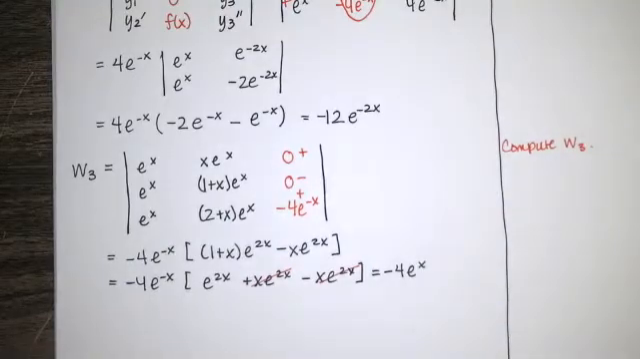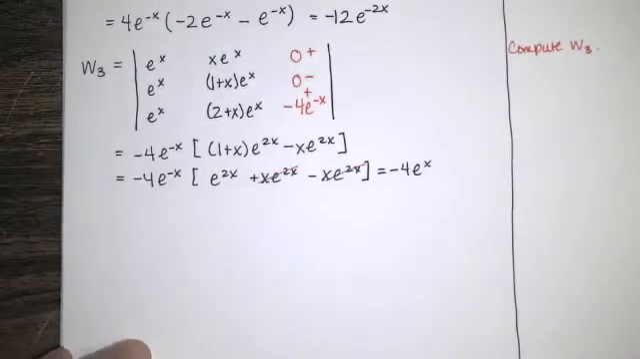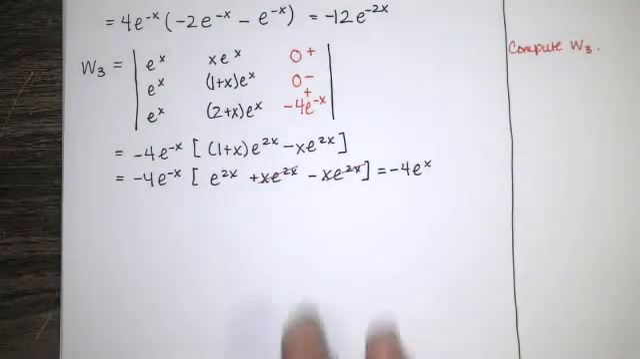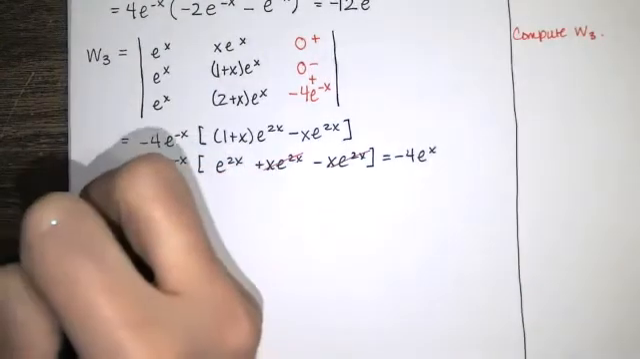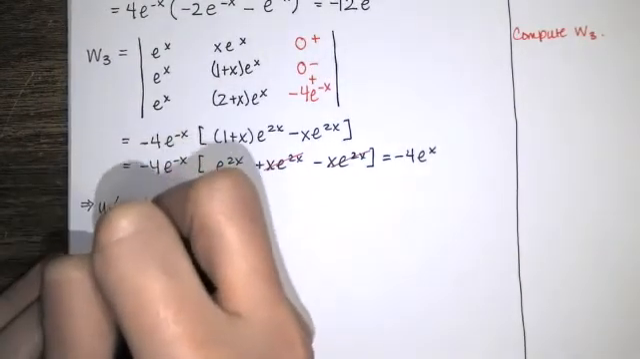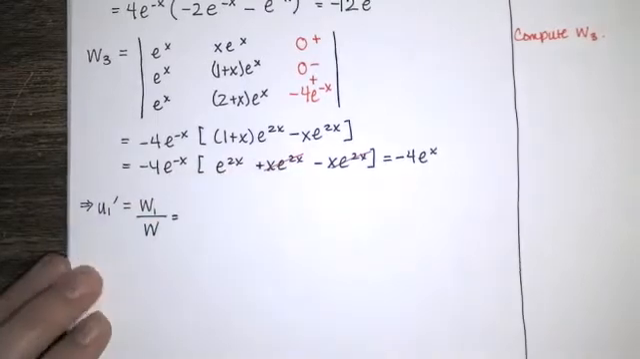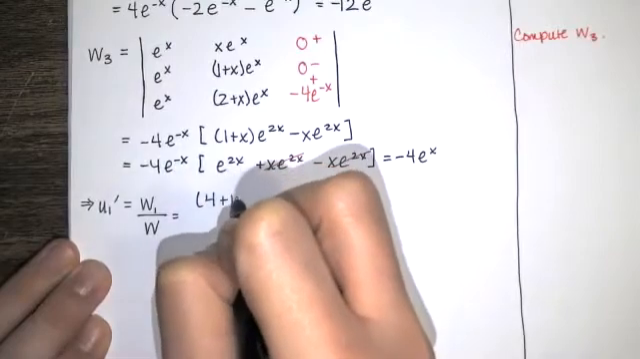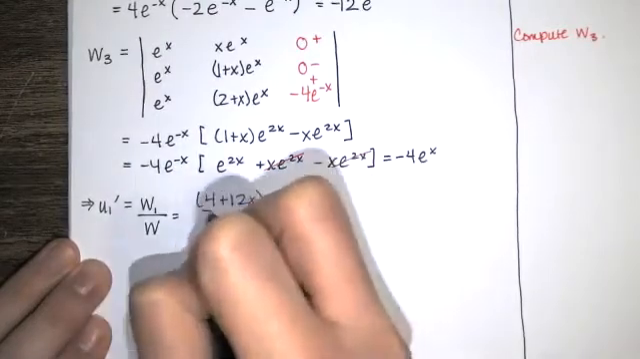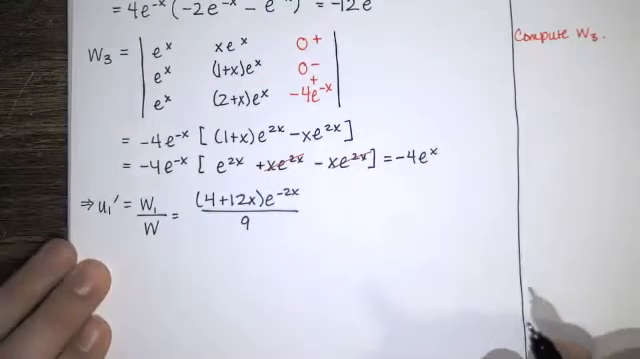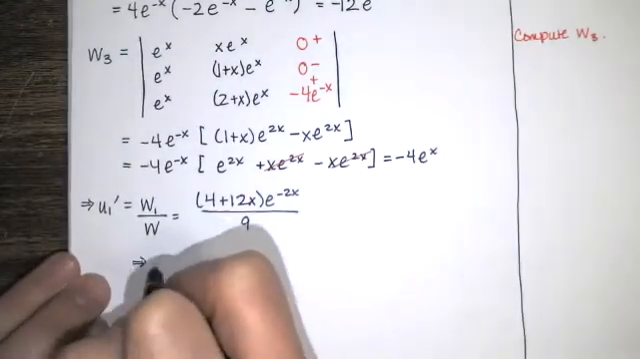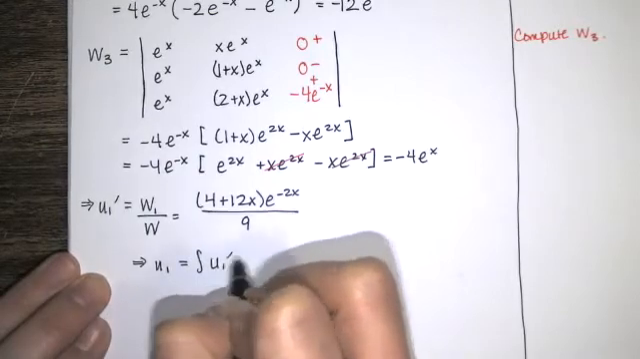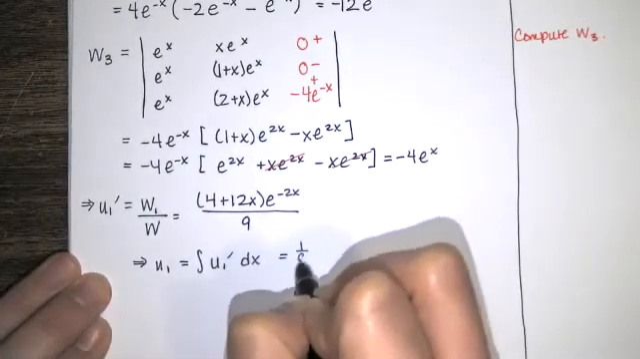All right, almost done. So you can tell why I let you skip steps, because even when we do skip steps, this problem takes at least, this is halfway through the third page. U1 prime is then W1 over W, and that came from Cramer's rule, and W1 turned out to be 4 plus 12x times e to the -2x, and W happened to be 9, which is just a constant. So if I want U1, I just take the antiderivative of U1 prime, and I think I'll factor out that 1/9.